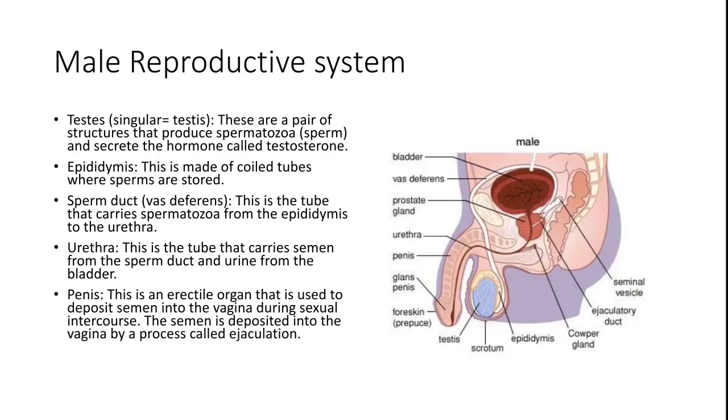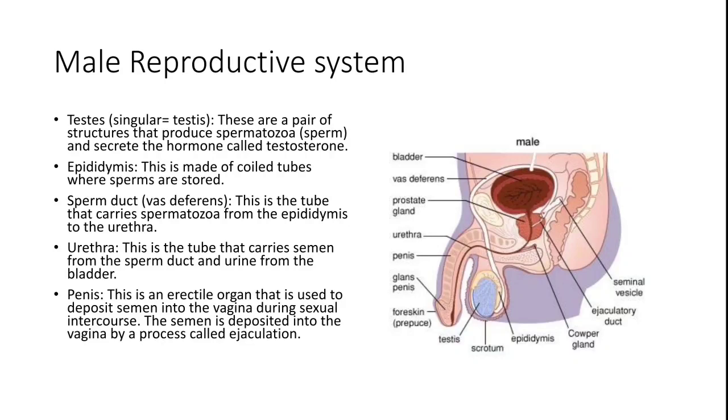What does that mean? It simply means the size is not permanent. It will increase in size. That is why it is an erectile organ, because it has got the ability to increase in size. So it is an erectile organ that is used to deposit semen into the vagina during sexual intercourse. The semen is deposited into the vagina by a process called ejaculation. So when they ask you to define ejaculation, it is simply a process by which semen is deposited into the vagina by the penis.